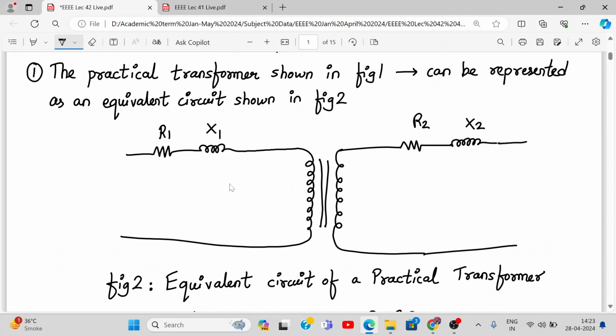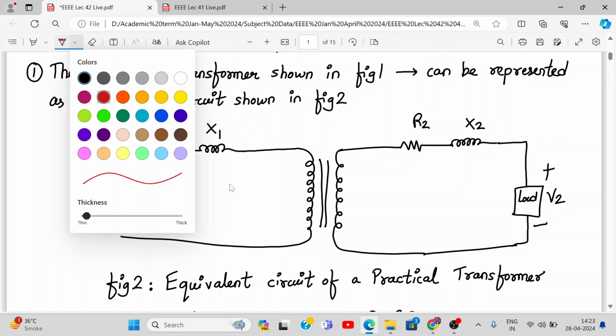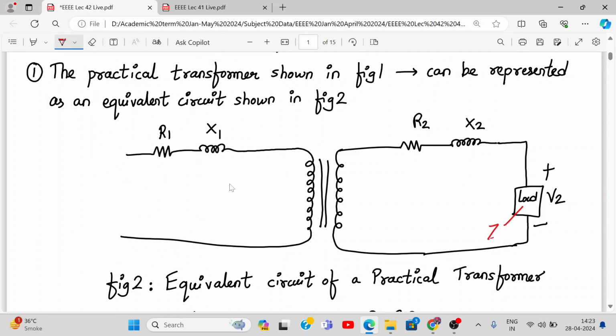And this transformer is loaded. That means output is connected to a load. This is plus minus V2, and the impedance of this load will be, let's say, ZL. And over here we can show primary voltage V1 and primary current I1. Here we have secondary current I2.